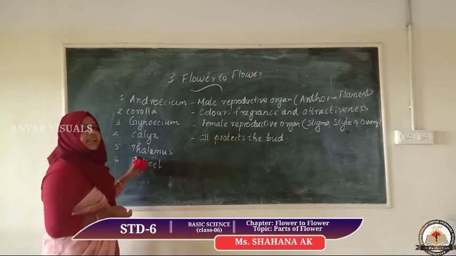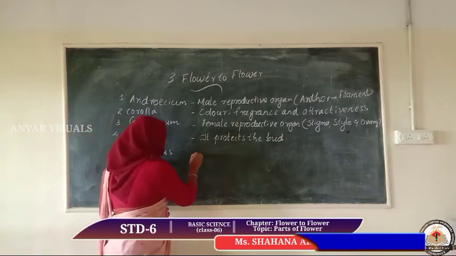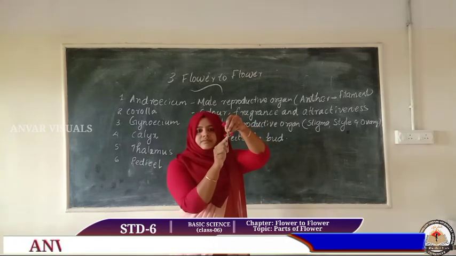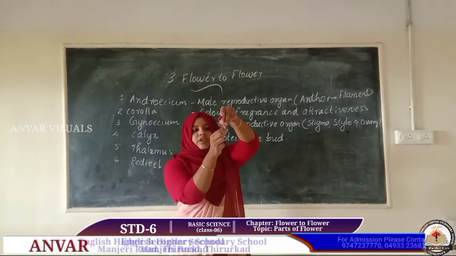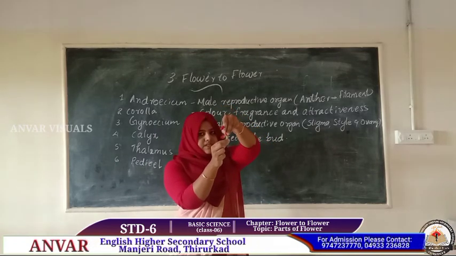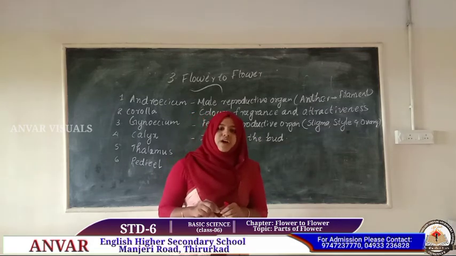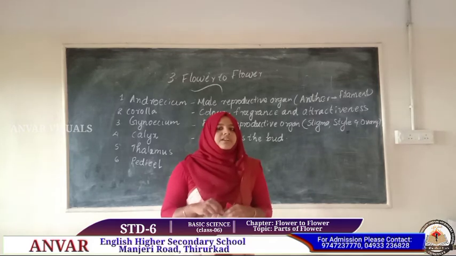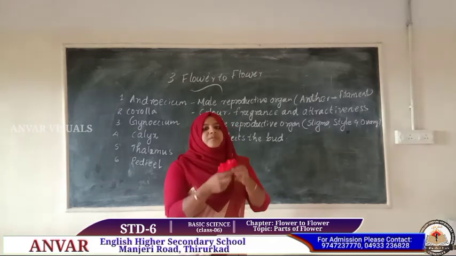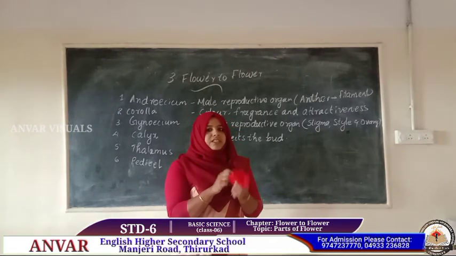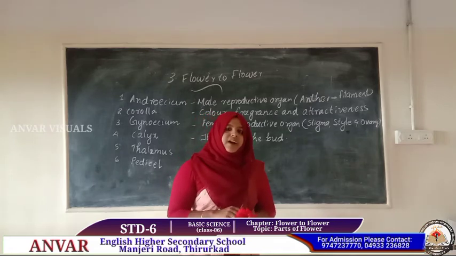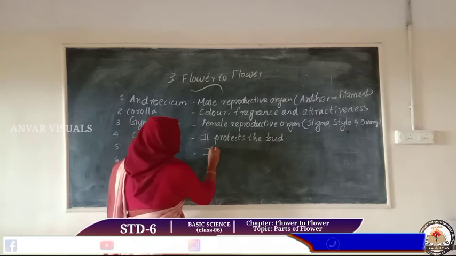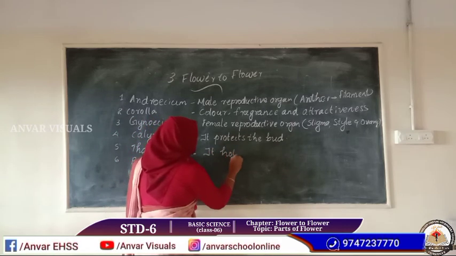And the next part is thalamus, and here is thalamus. This particular part is called thalamus. And do you know what's the function of thalamus in a flower? Here, thalamus holds different parts of a flower. So let me write here, it holds different parts of a flower.